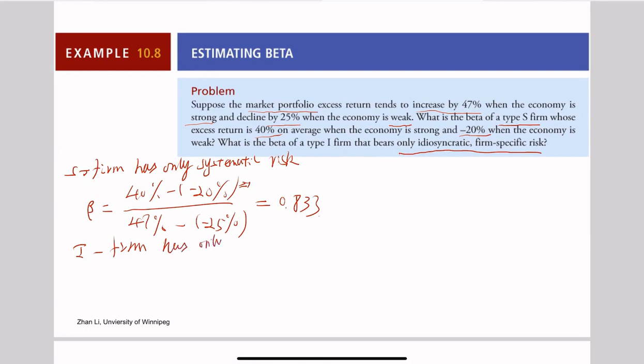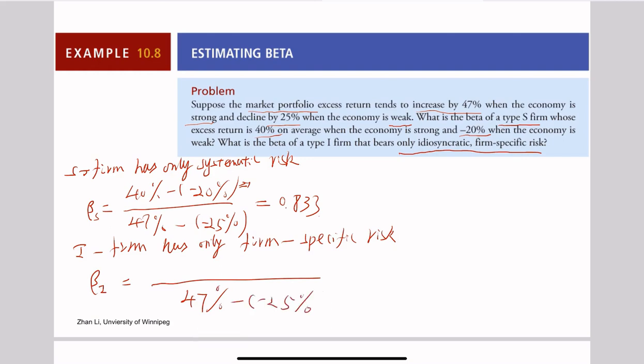Now, type I firm has only firm-specific risk. So it's beta, so beta of type I. Again, the denominator would be the same. It's the change in the market returns. Now, the question is, what is the numerator here?